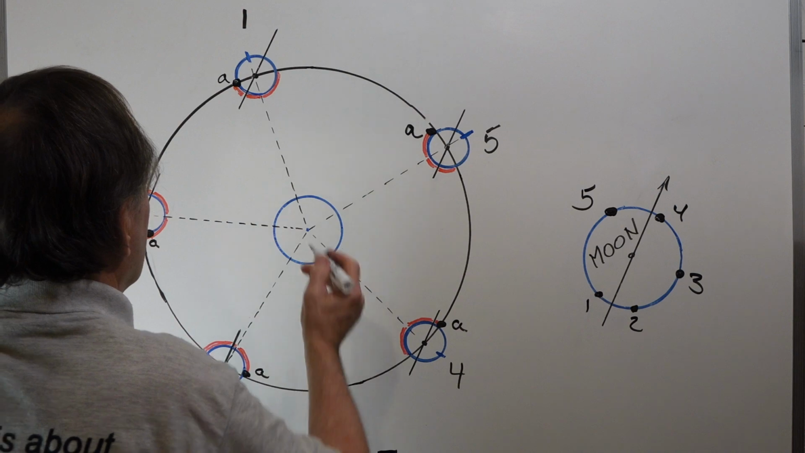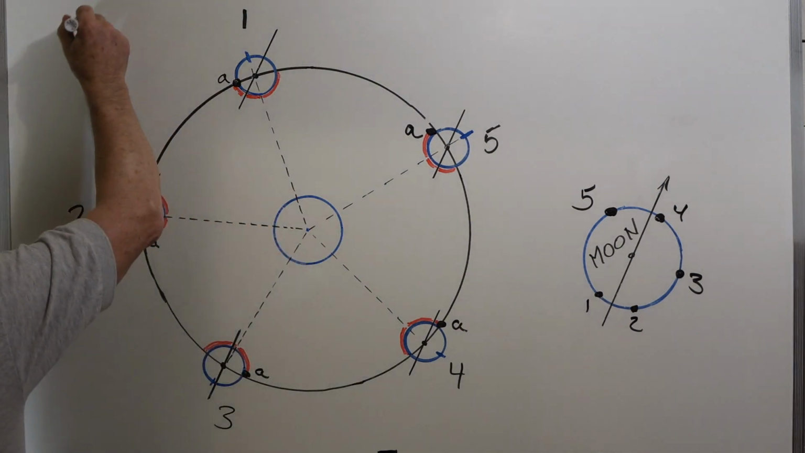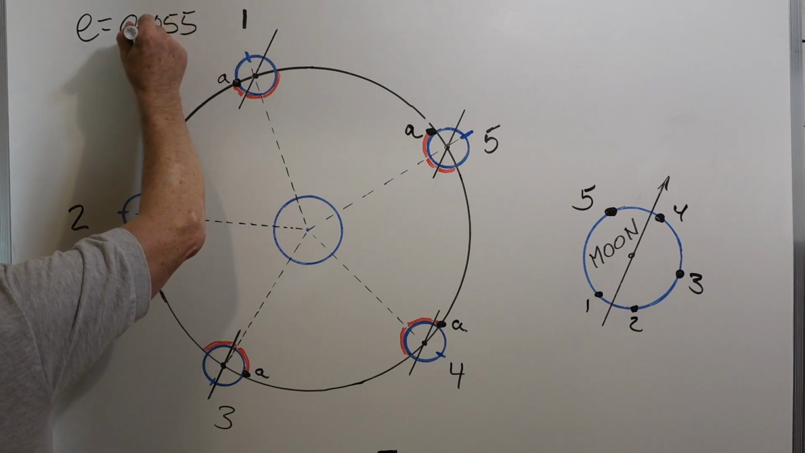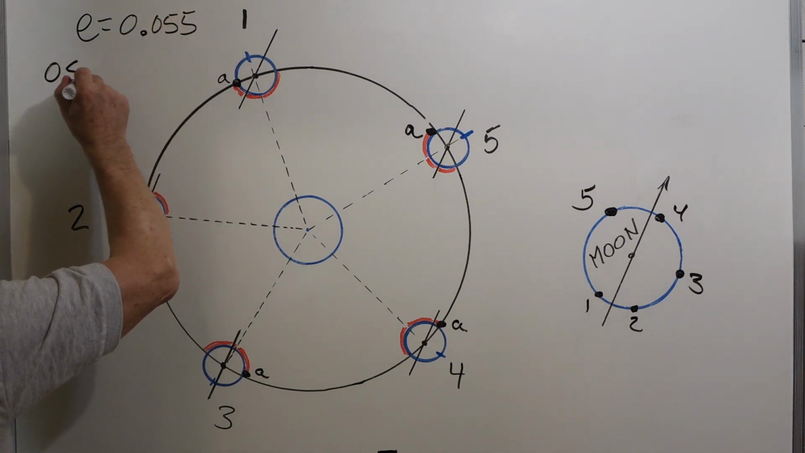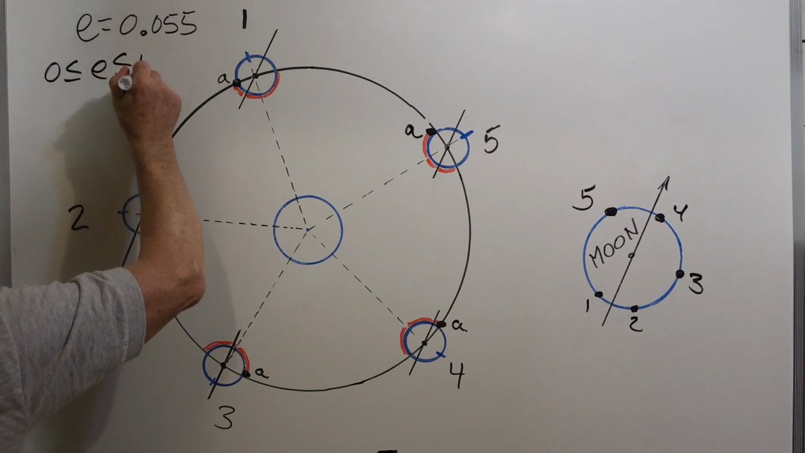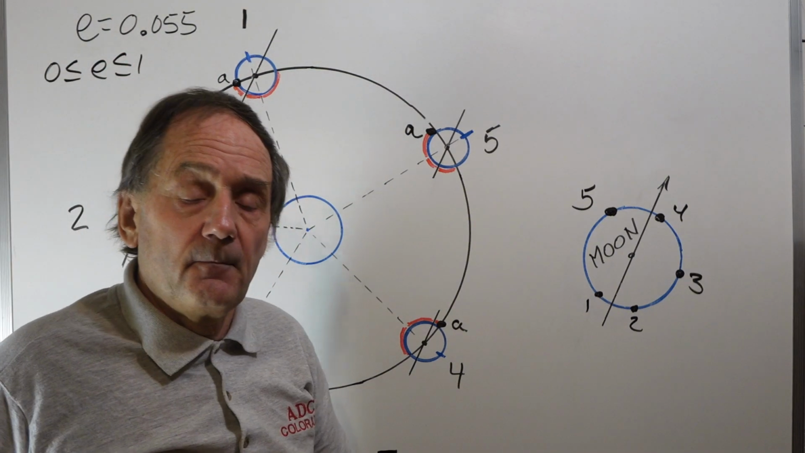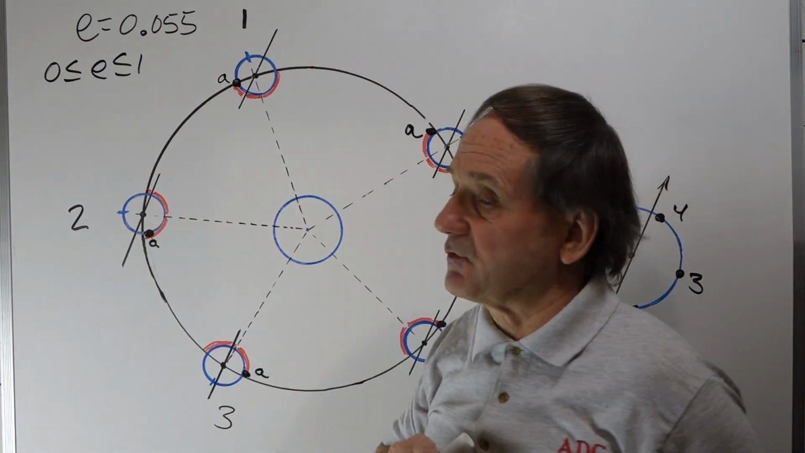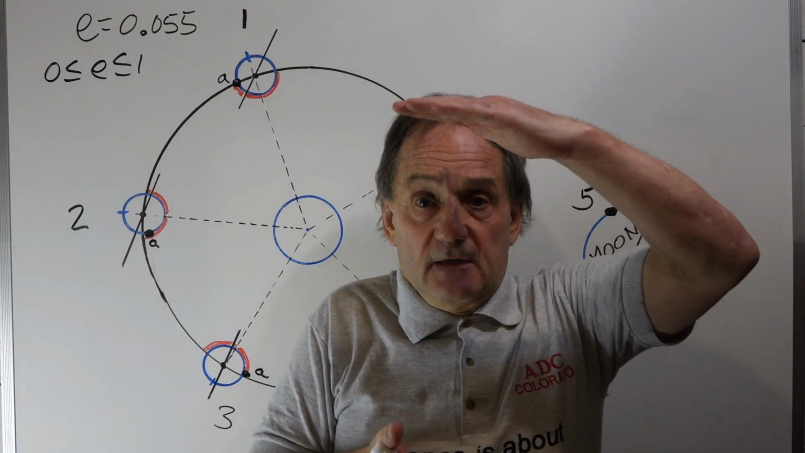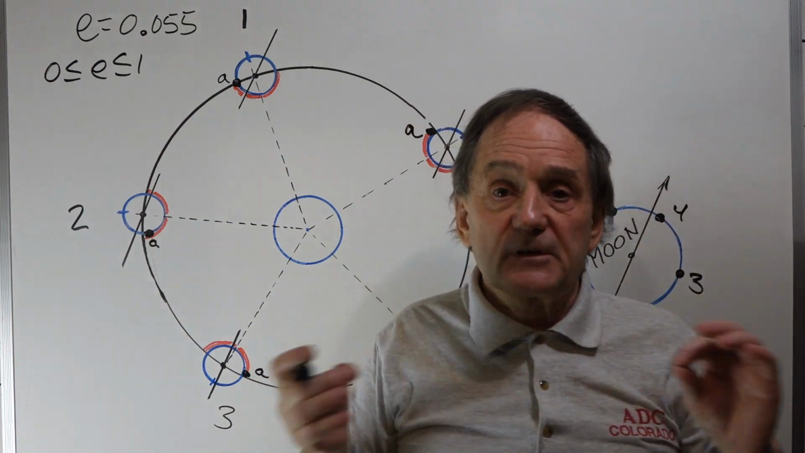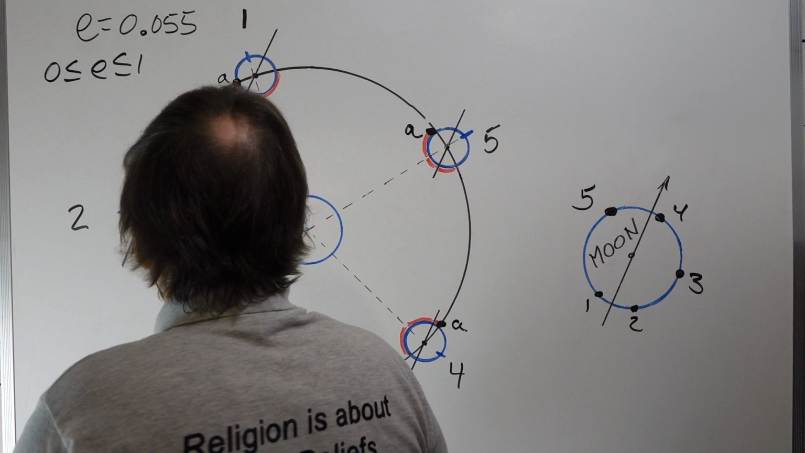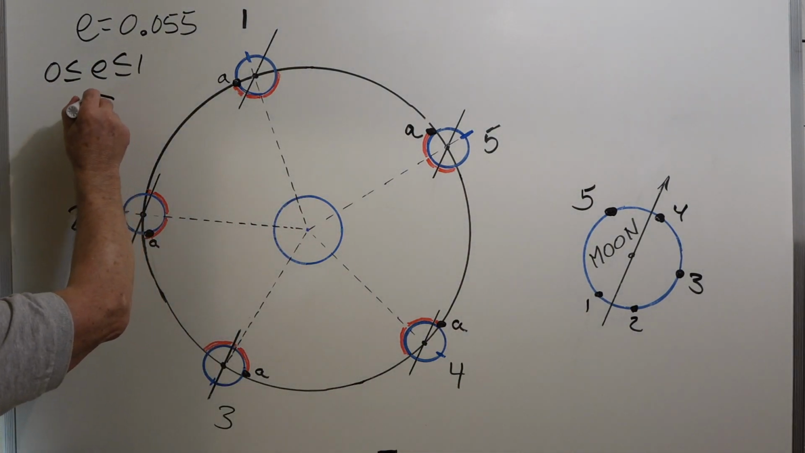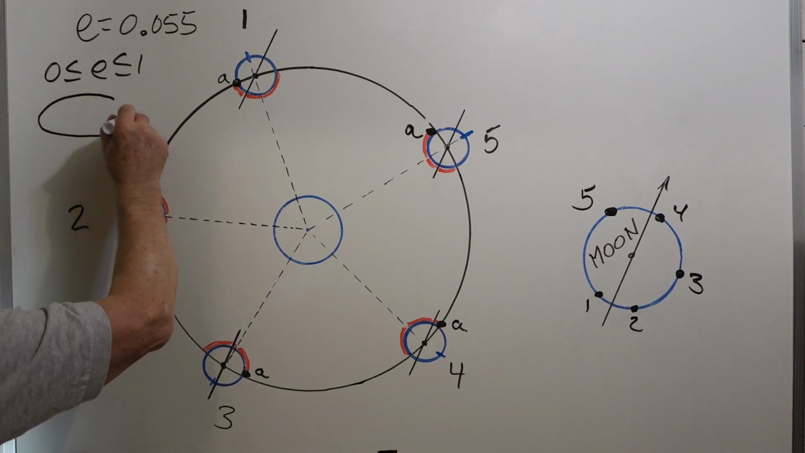In the case of the Moon, the eccentricity of its orbit is 0.055. And the eccentricities can go between 0 and 1. When the eccentricity is 0, the ellipse becomes a perfect circle. And when the eccentricity is 1, the ellipse collapses into what's called a degenerate ellipse and just becomes a straight line. So, in general, an elliptical path will look something like this.